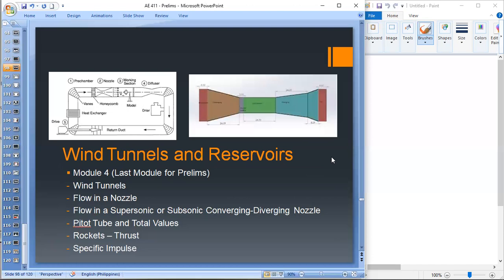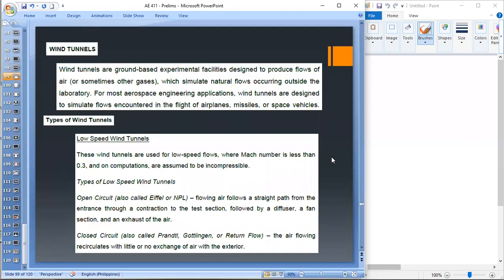Let's go. So, sa module 4, about wind tunnels. So, wind tunnels are ground-based experimental facilities designed to produce flows of air which simulate natural flows occurring outside the laboratory. So, for most aerospace engineering application, wind tunnels are designed to simulate flows encountered in flight of airplanes, missiles, and space vehicles. So, ginagamit daw yung wind tunnels natin sa mga experiment na kagaya niyan. Hindi lang dyan, pwede rin yun sa mga cars, di ba?